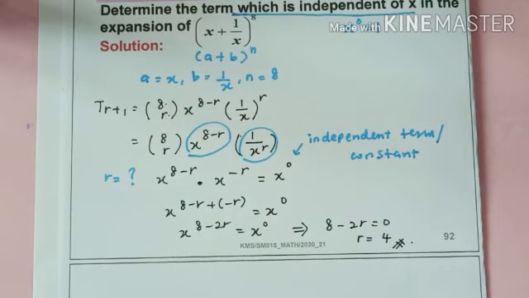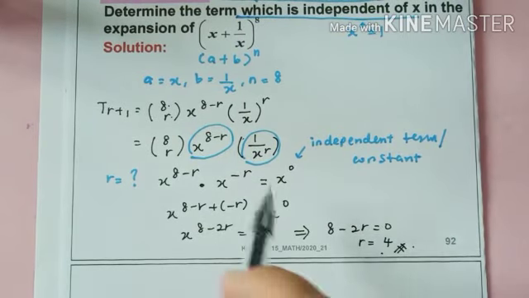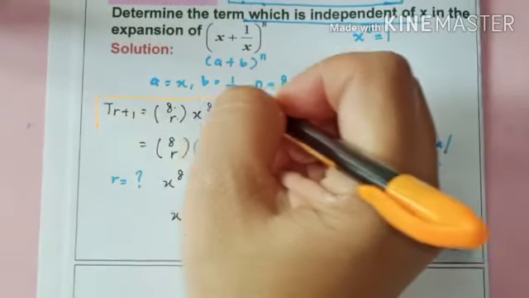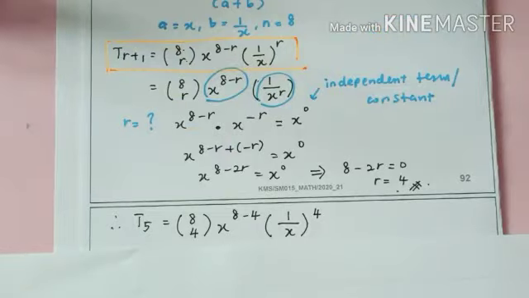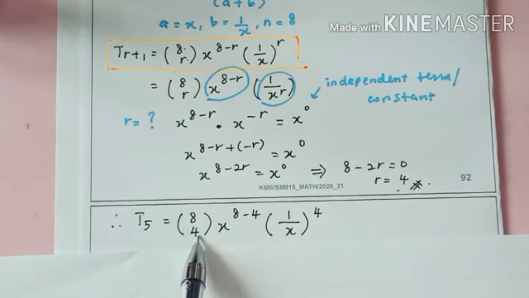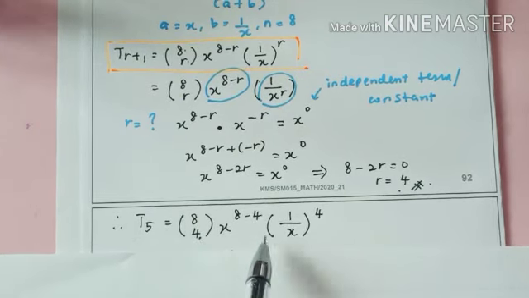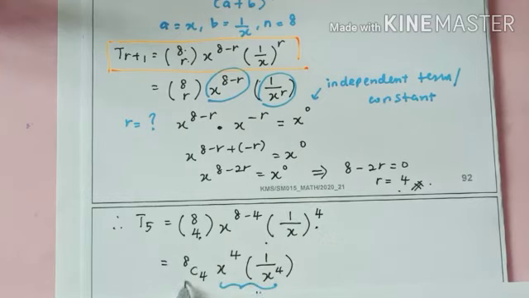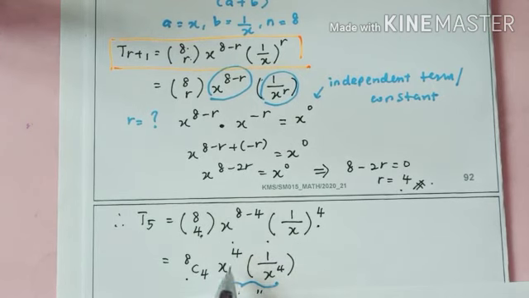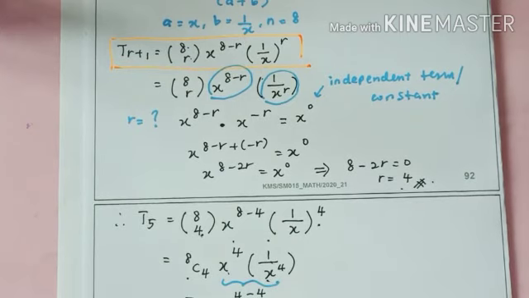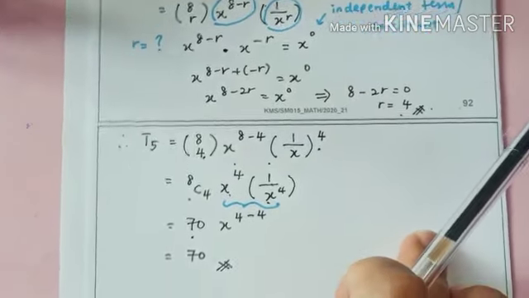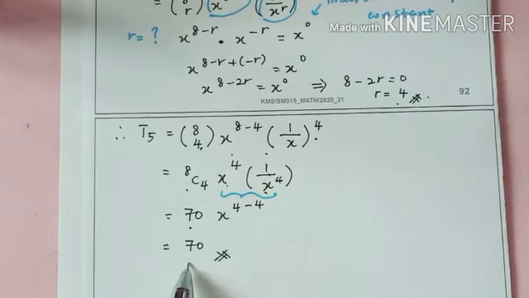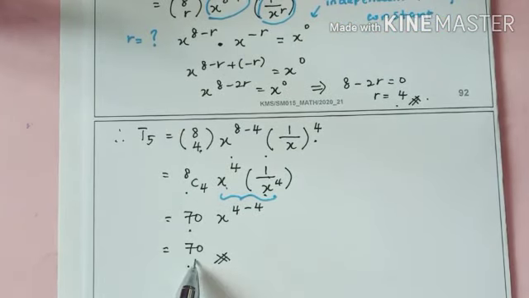Okay, after you get the value, r is equal to 4, then you substitute into the first step here. T5 is equal to 8 C 4, x power of 8 minus 4 times 1 over x power of 4. Then 8 C 4 we can write as 8C4. Simplify here, x power of 4, 1 over x power of 4. Press your calculator, you get 70. x power of 4 minus 4. Then simplify, you get 70. This is the constant term or independent term.